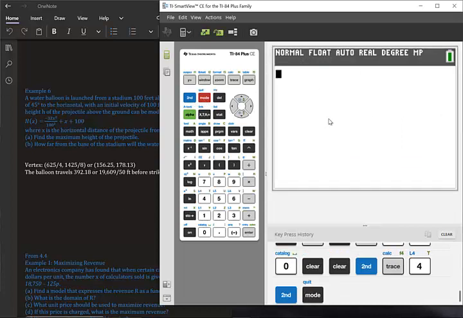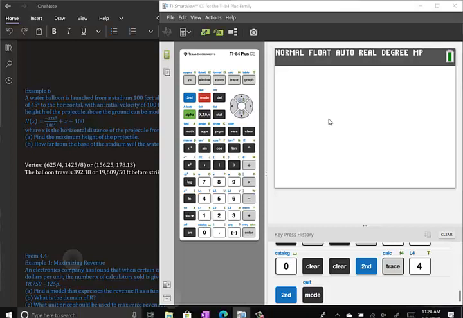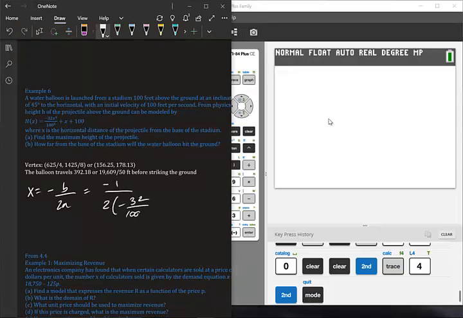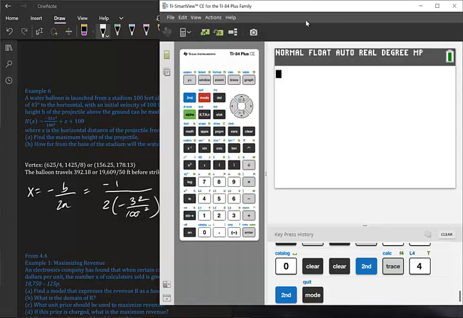Now what I want us to do is plug this into the vertex formula, but remember how plugging into the vertex formula then having to plug it back in was a lot of work? We're going to do it with our calculator. So let's find the x of the vertex, which is negative b over 2a. So negative 1 over 2 times negative 32 over 100 squared. So doing that was a little bit of a pain. Let's plug all of that into our calculator to get the x of the vertex.